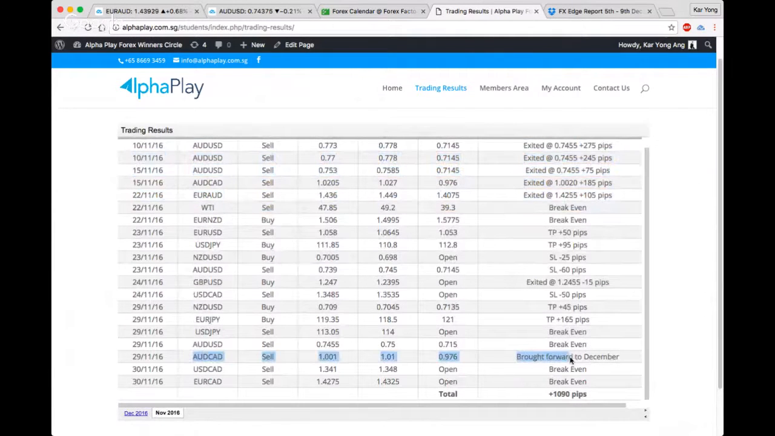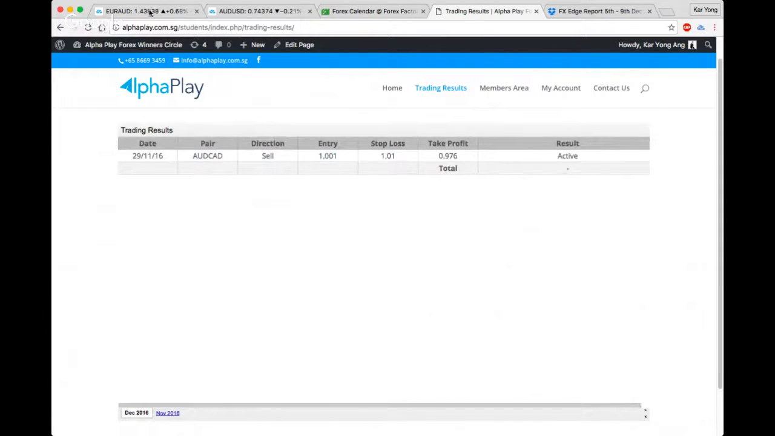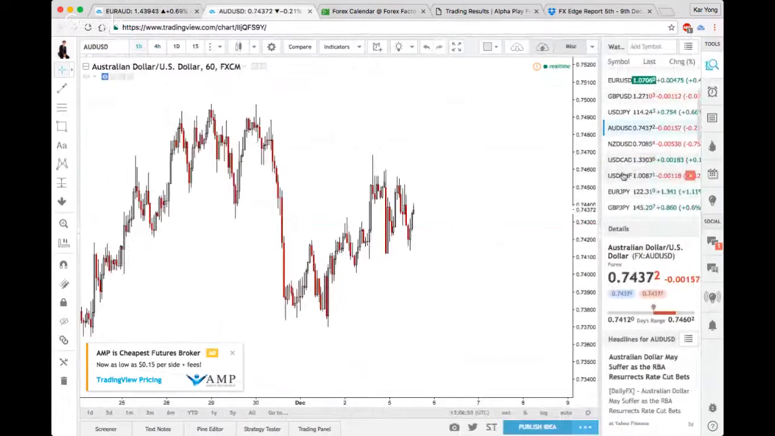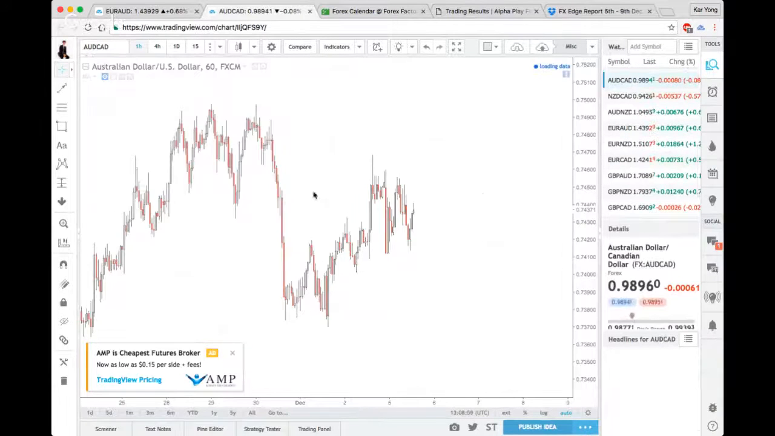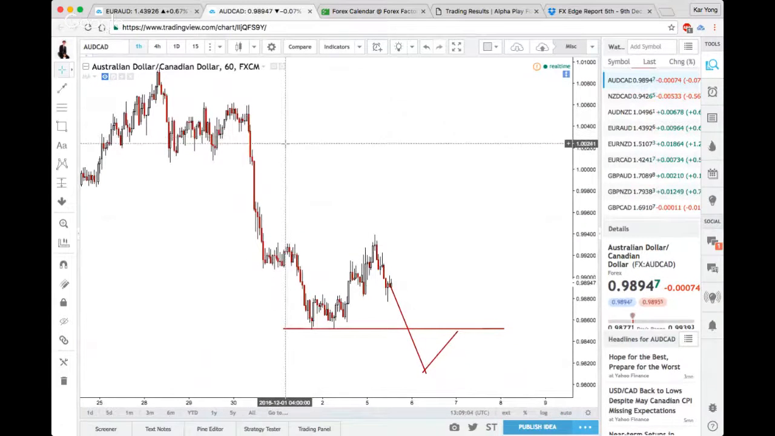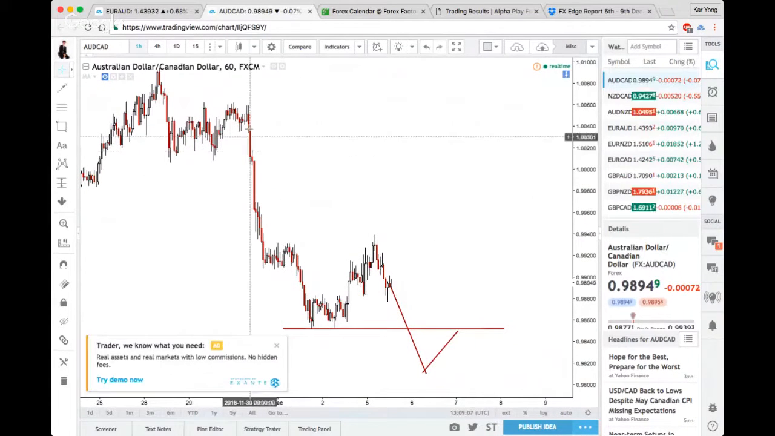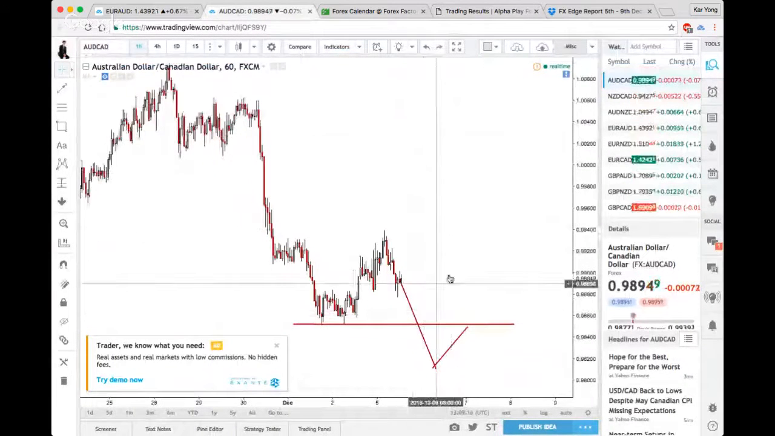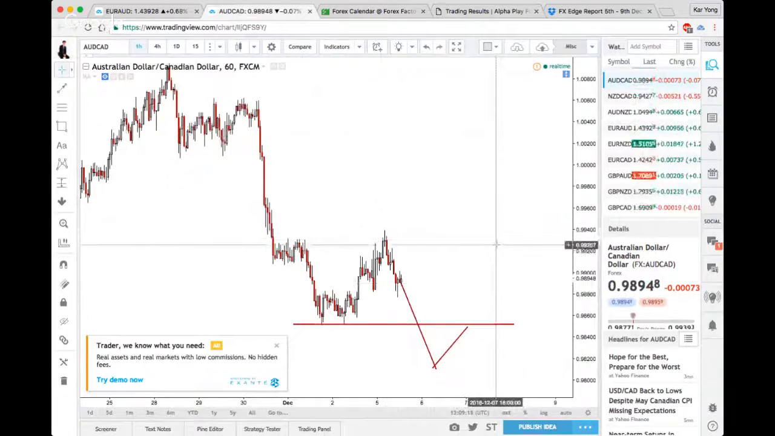Right now, I'm holding on to one. I'm still holding on to this Aussie Canadian trade. I'm still looking out this week. If it gives me another reason to take that trade, I'll enter another one, to ride on to the overall trend itself. Basically we shorted somewhere around here, 1.001. This trade that we shorted last month, on 29 November, we have shifted our stop loss to break even, and right now this week I'm looking out for another reason to take a short trade on Aussie Canadian.